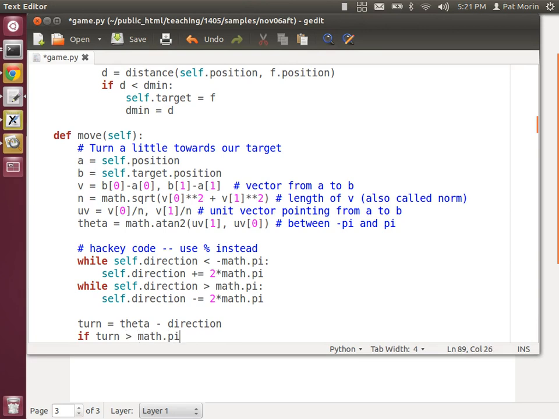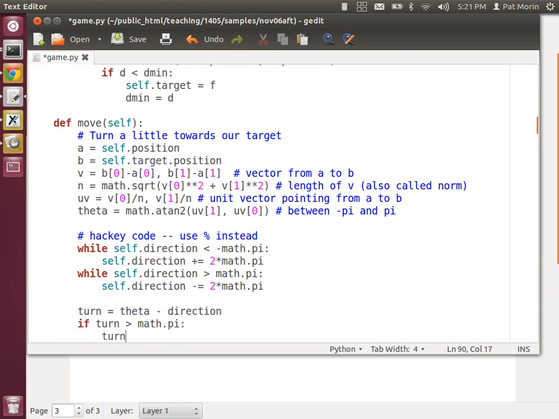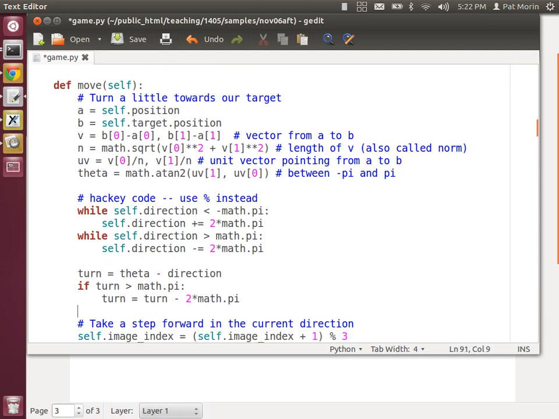So if I want to turn 1 degree to the right, do I turn 359 degrees to the left? No. Only Derek Zoolander does that. So something we'll want to do is say, well, if the turn that we're asking to do is bigger than math.pi, then instead we should turn minus 2 times math.pi.